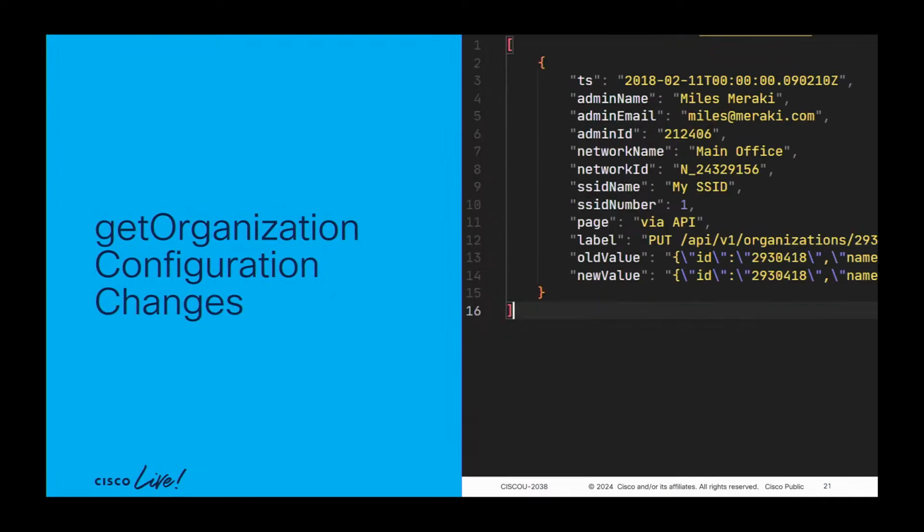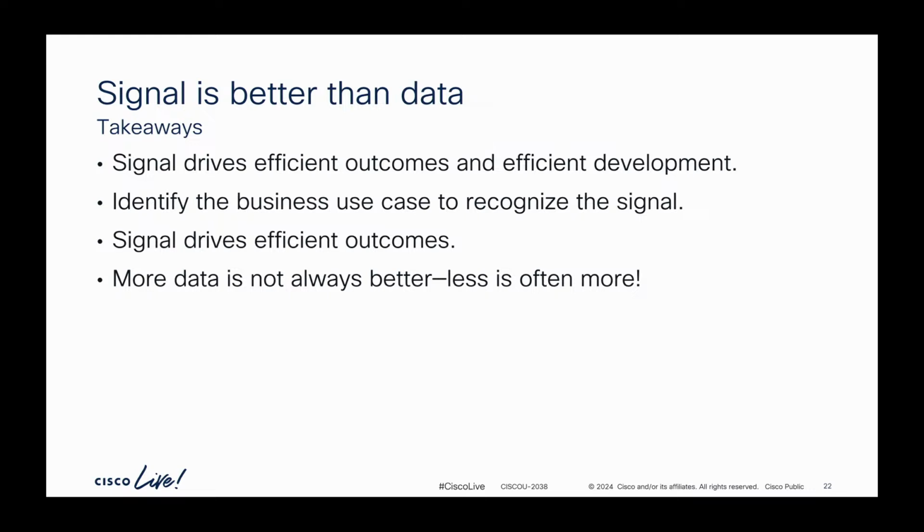But another example of this is get organization configuration changes. You might be doing configuration auditing, and you're running into, did someone change the config? Well, you could poll the config constantly, or you could just ask us, did anyone change the config during this time span? And then we'll tell you. So these operations are available today, and you can get something out of them.